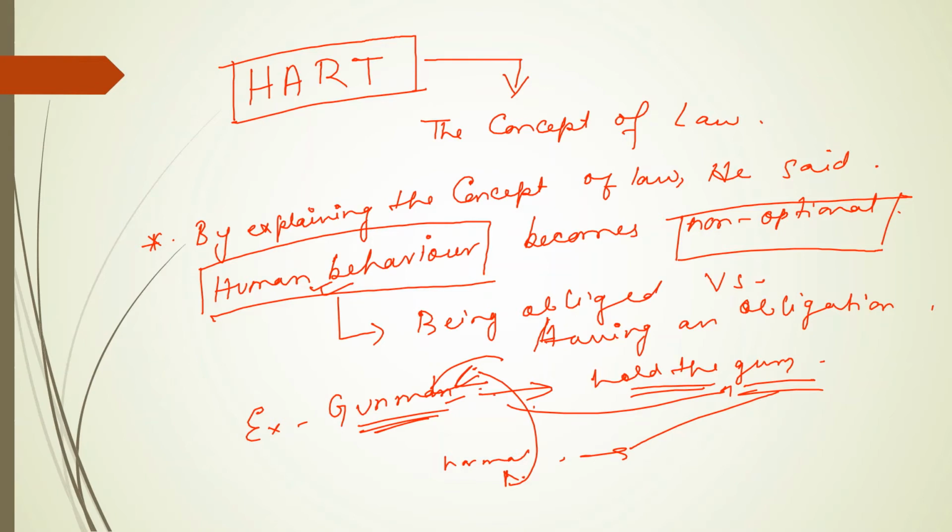If you are obliged to do that work, then fine, that is your law. And in my case, what happened? I'm not obliged to hold this thing. So this is my law. So both laws are different. Law is different from one person to another. So Hart explained specifically, you have to focus on these two words, human behavior and non-optional, as well as obliged. If people are obliged to do so, that is law. Just as an example, his obligation is to hold the gun, but for other people it's not their obligation to hold the gun. So it differs from one person to another.